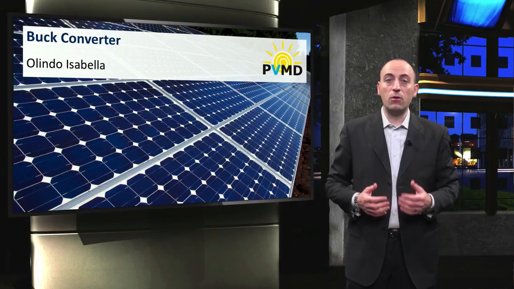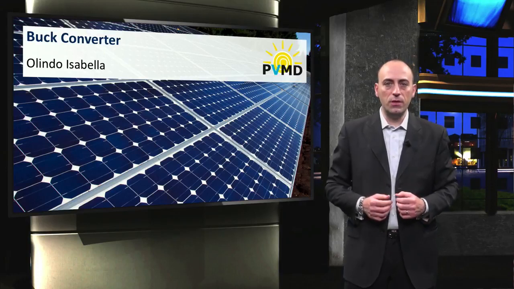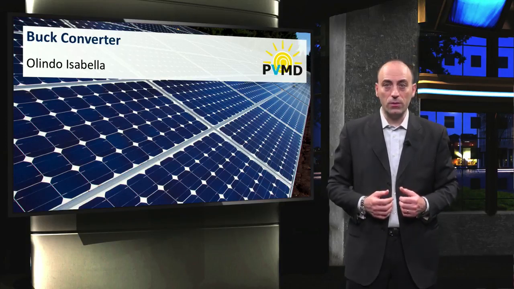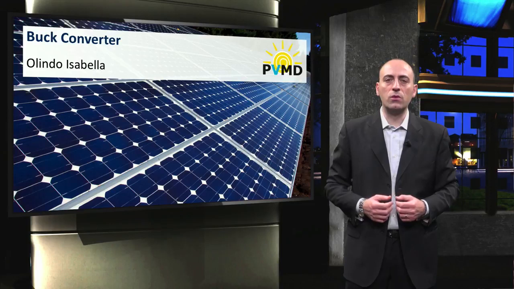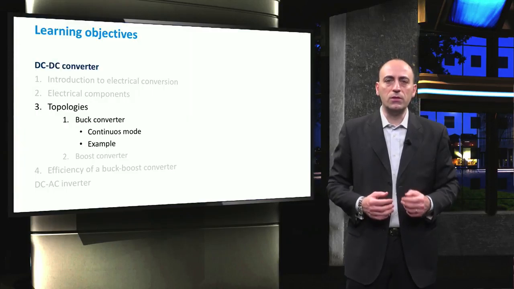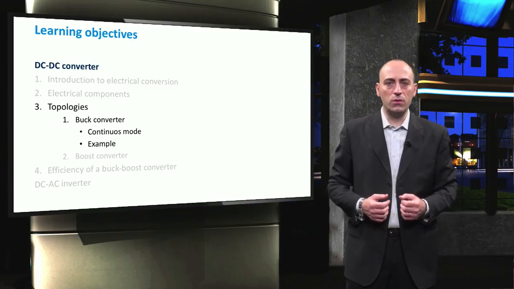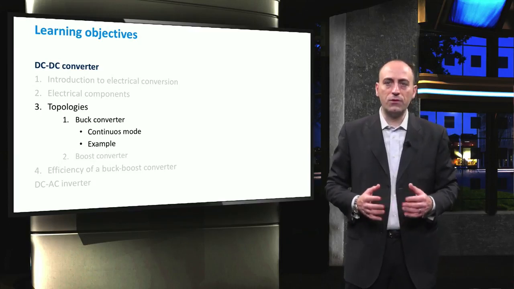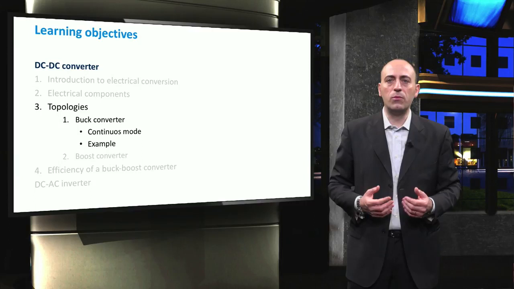Now that we know the basic components needed for a DC to DC power electronics, we can start with the first and simplest topology, which is the buck converter, also called the step-down converter. Its role is to decrease the DC voltage coming from the PV side to a most suitable one. In this video, we will show you its electrical circuit and the operation in continuous mode. After the theory, we shall present a simple example to better understand it.